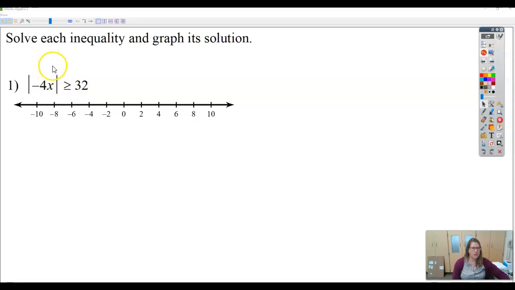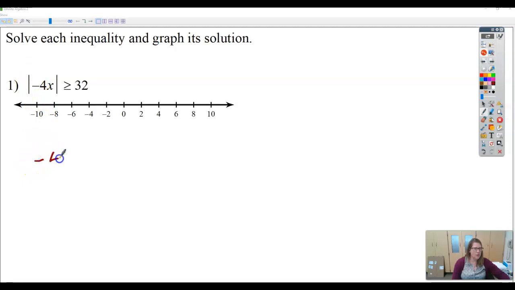The first thing we need to do is make sure that the absolute value is all by itself on one side with nothing outside the bars. If it's inside the bars, that's okay. If it's outside, we need to change it, okay? Now, when we were solving equations with absolute values, we divided this into two problems, right? And we're going to do that again.